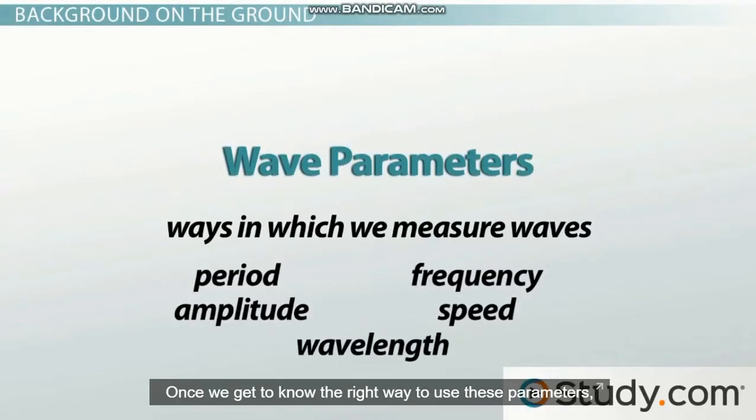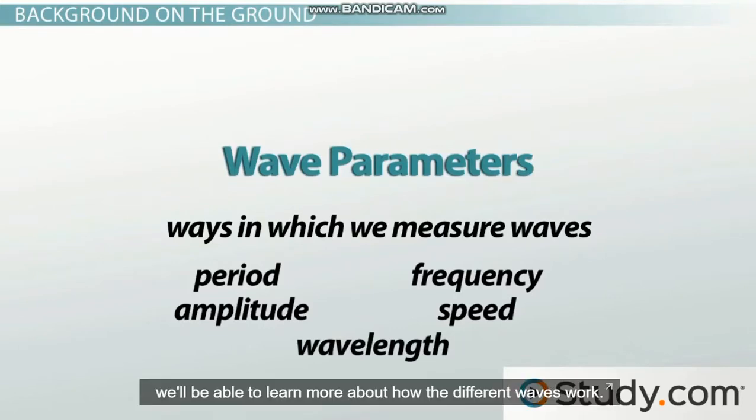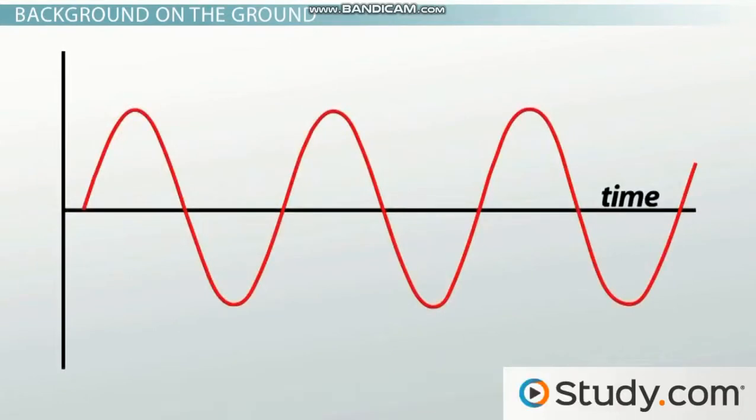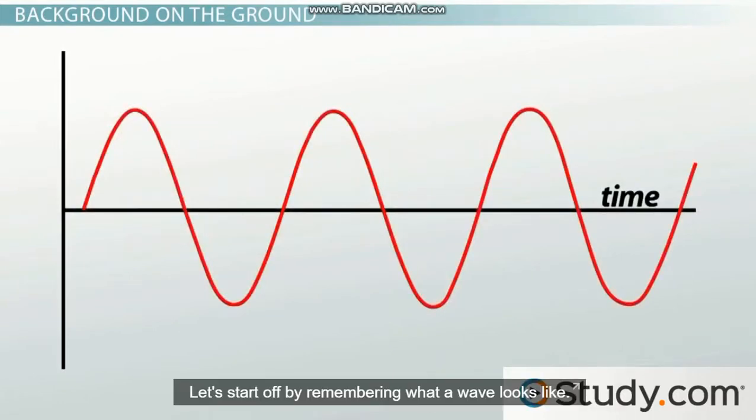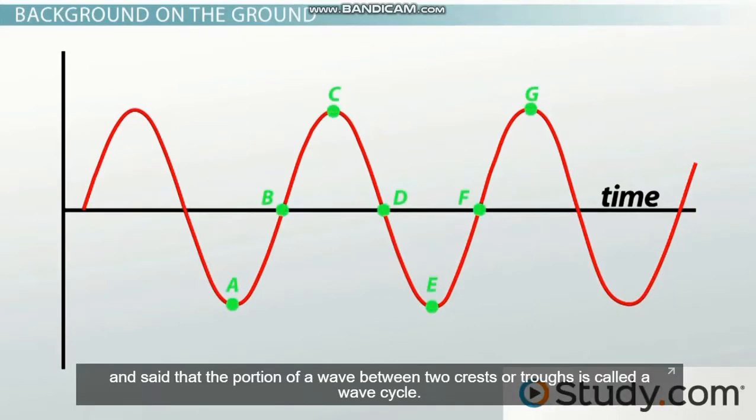Once we get to know the right way to use these parameters, we'll be able to learn more about how the different waves work. Let's start off by remembering what a wave looks like. We've seen this picture before. It's a wave drawn over a set of x and y axes. We plotted the wave as a function of time and said that the portion of the wave between two crests or troughs is called a wave cycle.